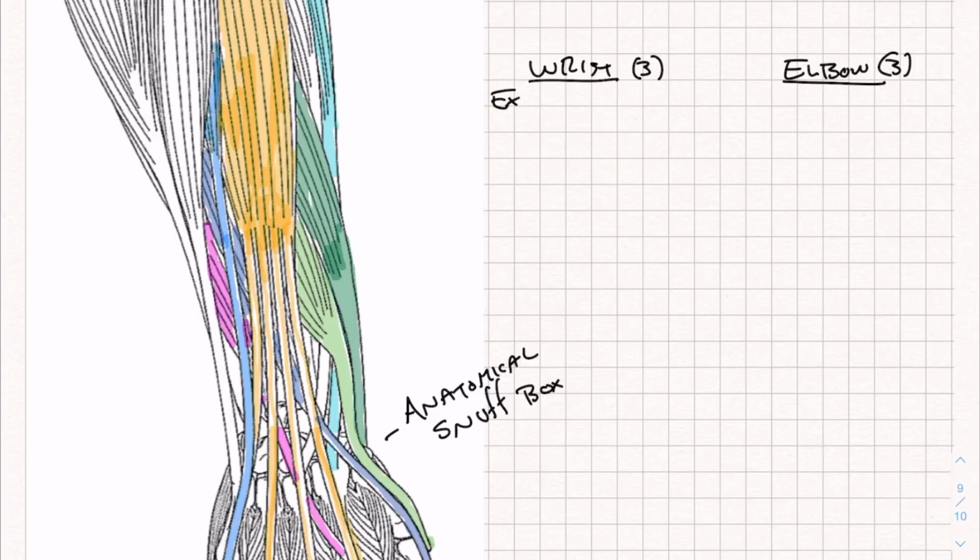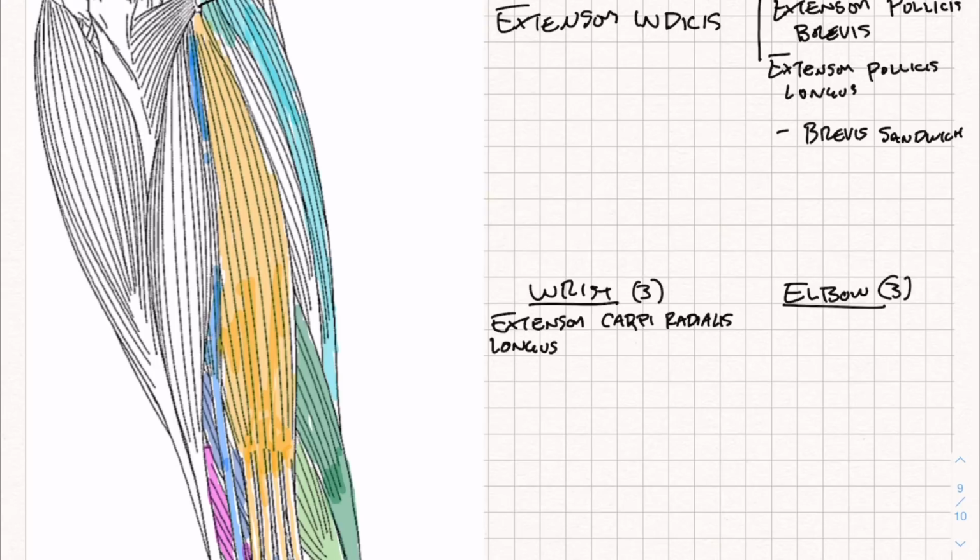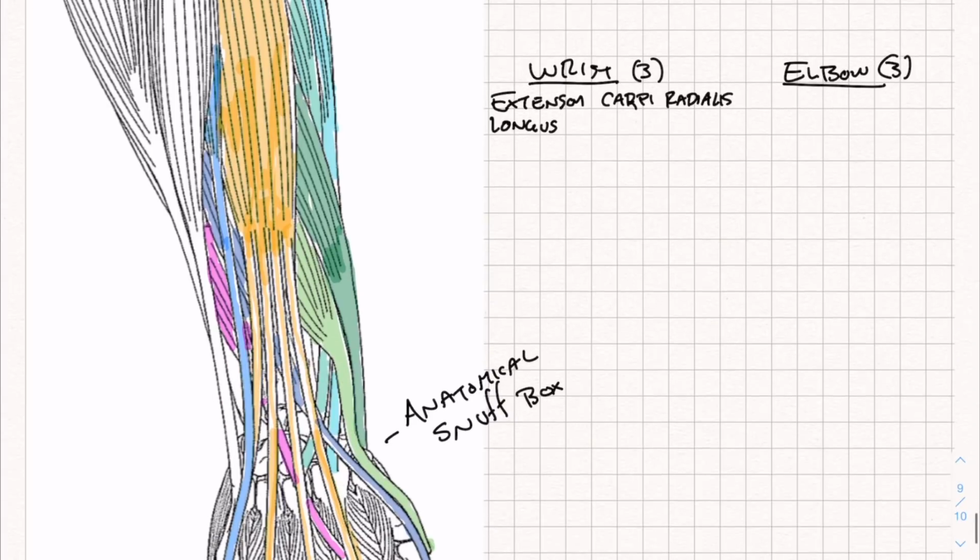We call this extensor carpi radialis longus. Extensor carpi radialis longus. If there's a longus, there's going to be a brevis, and the brevis is actually right next to it over here. Okay, so that's called the extensor carpi radialis brevis.